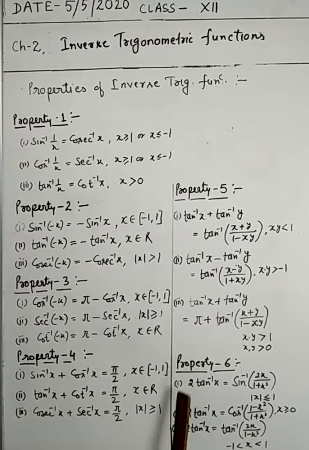Property 6, 2 tan inverse x equals sin inverse of 2x upon (1 plus x square). This is based on the property sin 2 theta equals 2 tan theta upon (1 plus tan square theta). Also, 2 tan inverse x equals cos inverse of (1 minus x square) upon (1 plus x square). This property is based on the formula cos 2 theta equals (1 minus tan square theta) upon (1 plus tan square theta). And the third property, 2 tan inverse x equals tan inverse of 2x upon (1 minus x square). This is the formula tan 2 theta equals 2 tan theta upon (1 minus tan square theta).